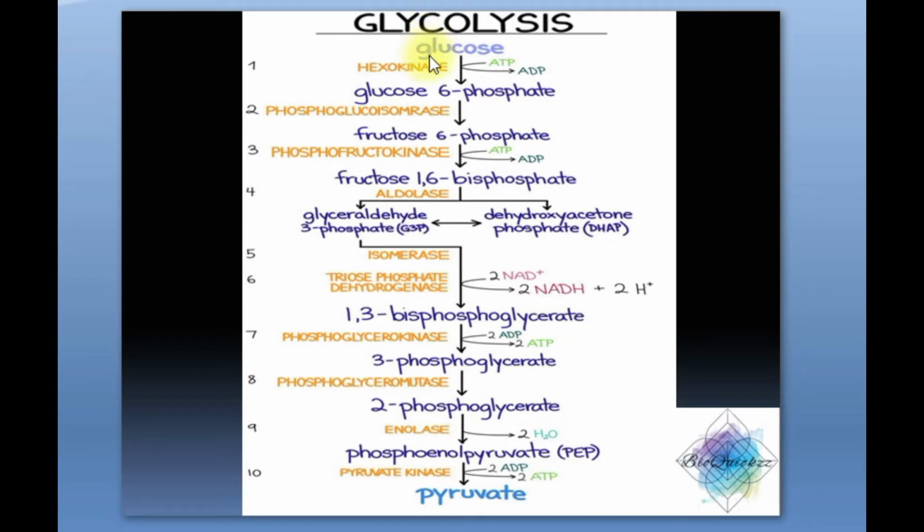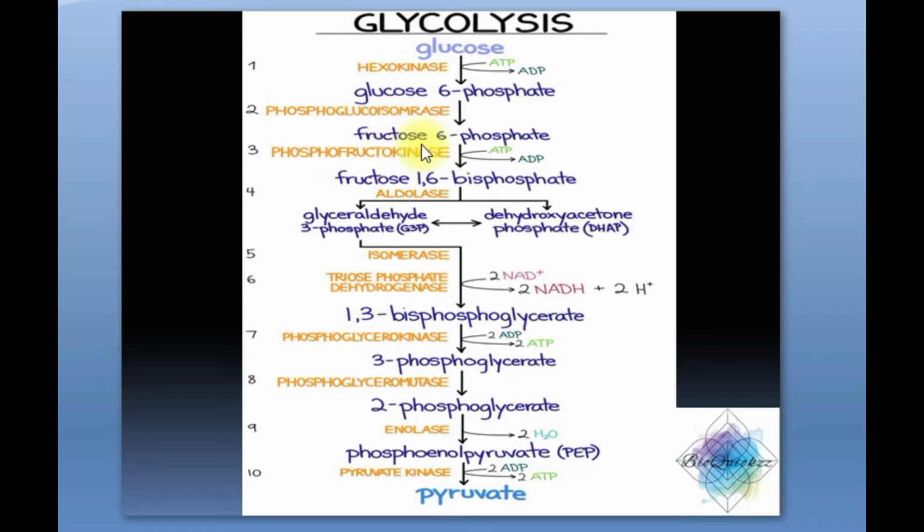So here we can see glucose is converted to glucose 6-phosphate. The enzyme used is hexokinase. Here ATP is required and ADP is released. The second step is glucose 6-phosphate to fructose 6-phosphate. The enzyme required is phosphoglucose isomerase.